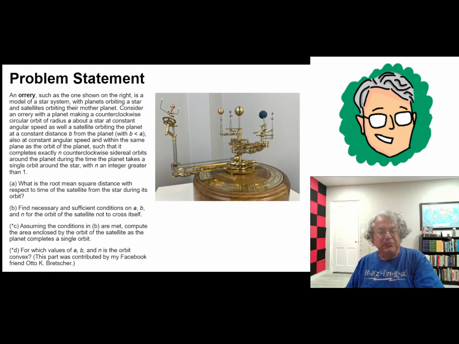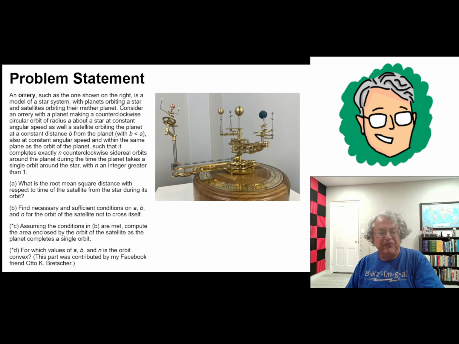Okay, and I think I should mention what a sidereal orbit is. There's two different kinds of orbits: sidereal and synodic period. Sidereal just means that it orbits n times with respect to, if you like, the fixed stars, not with respect to the planet. That would be the synodic orbit, which is less than that.